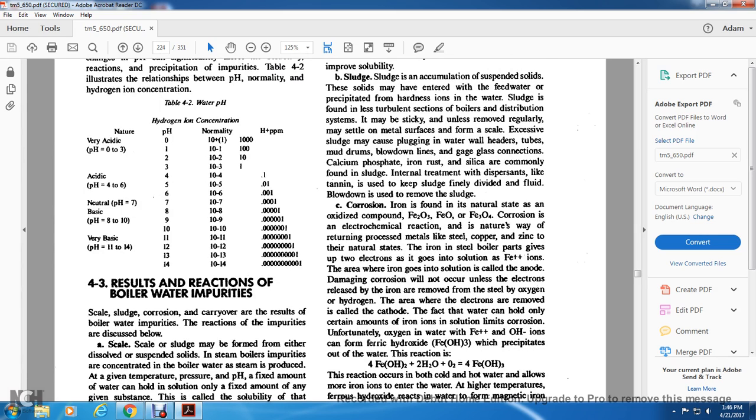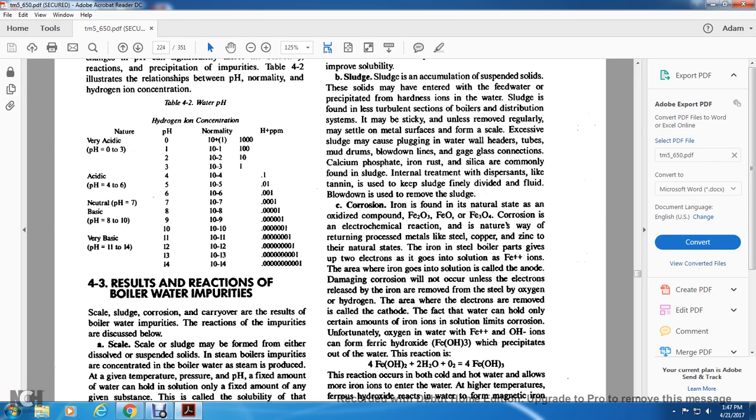C. Corrosion. Iron found in its natural state is oxidized in compounds like Fe2O3, FeO, and Fe3O4. Corrosion is an electrochemical reaction, the natural process returning metals like steel, copper, and zinc to their natural state. Iron and steel boiler parts give up two electrons to go into solution as Fe2+. The place where iron goes into solution is called the anode. Damaging corrosion will not occur unless the electrons are removed, by oxygen or hydrogen. The place where the electrons are removed is called the cathode.